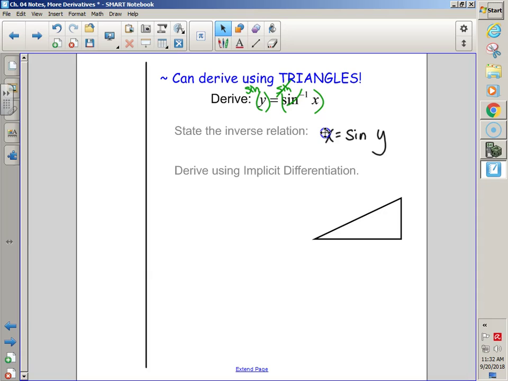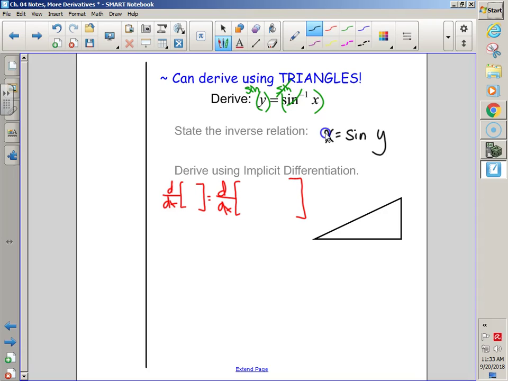But the easier way is probably just taking sine of both sides. Now, if I was to derive this using implicit differentiation, which you guys have been practicing, some of you already, we would get 1 equals cosine of y, which we talked about on the page before.